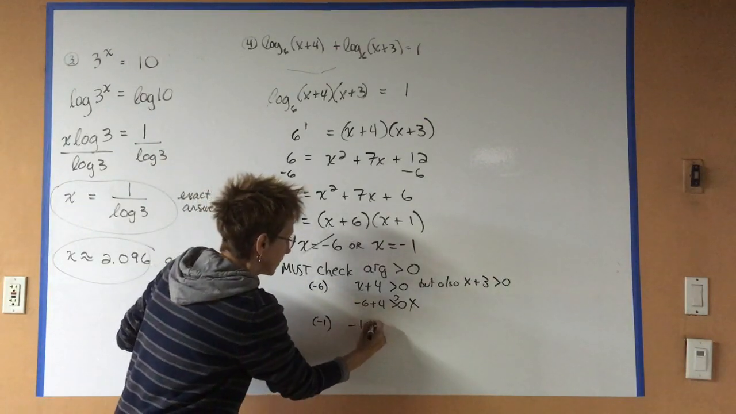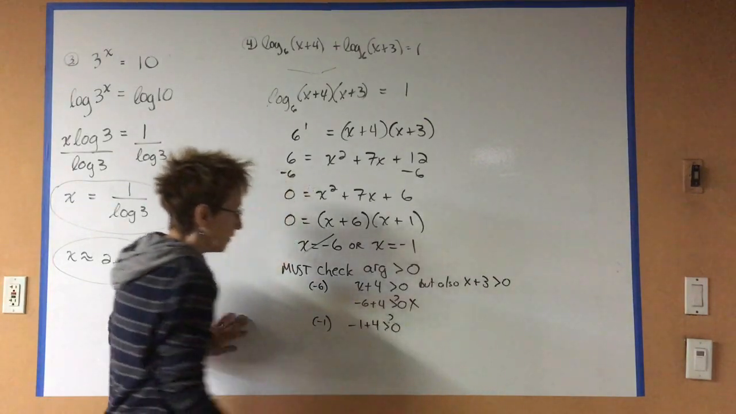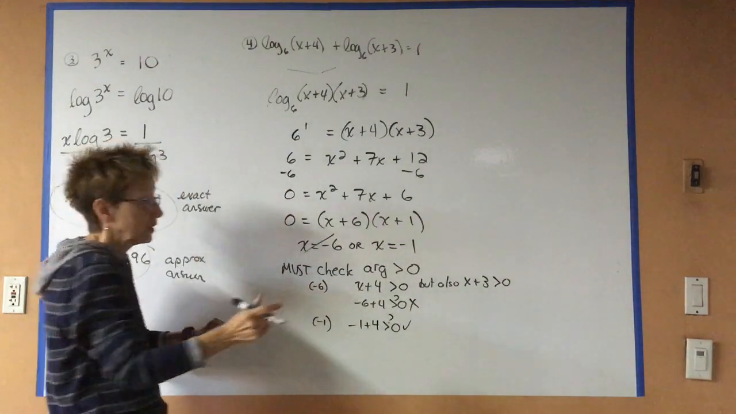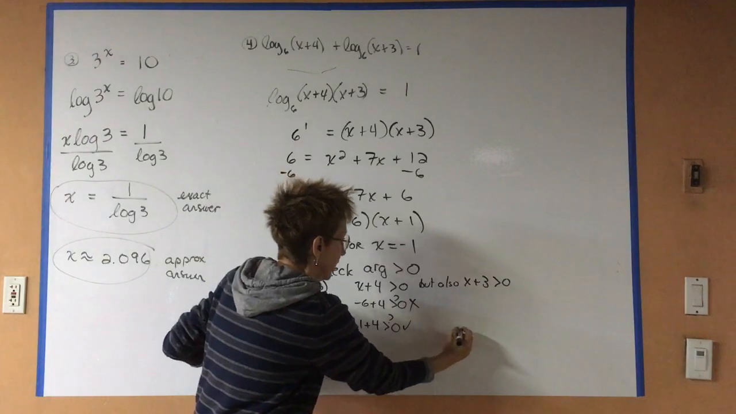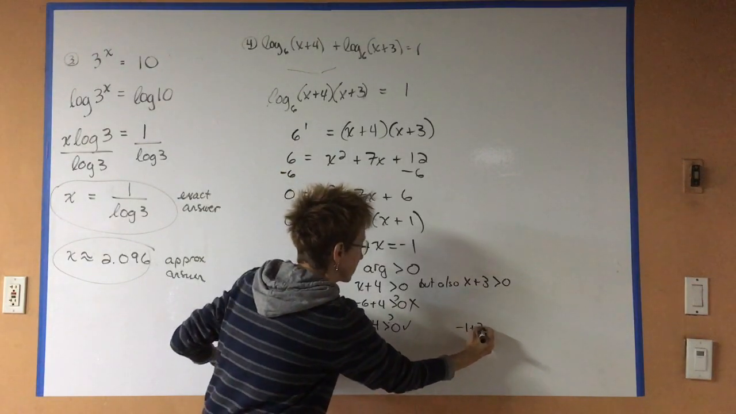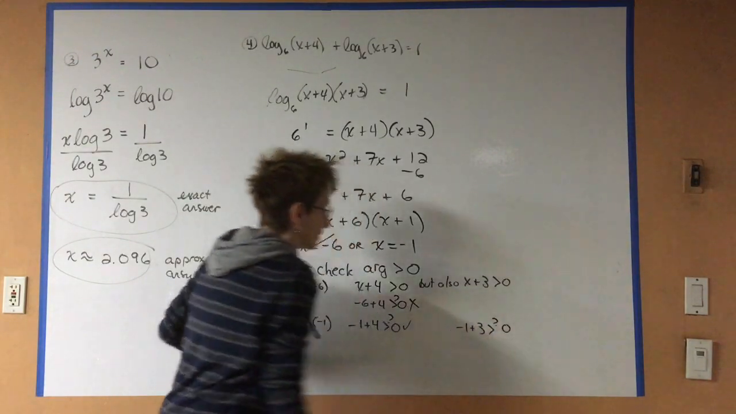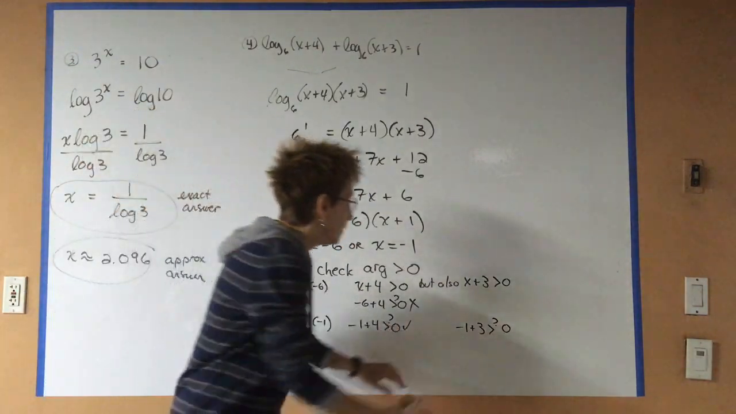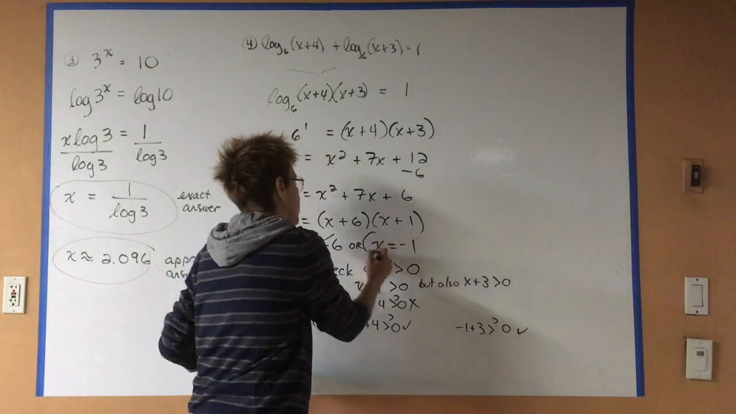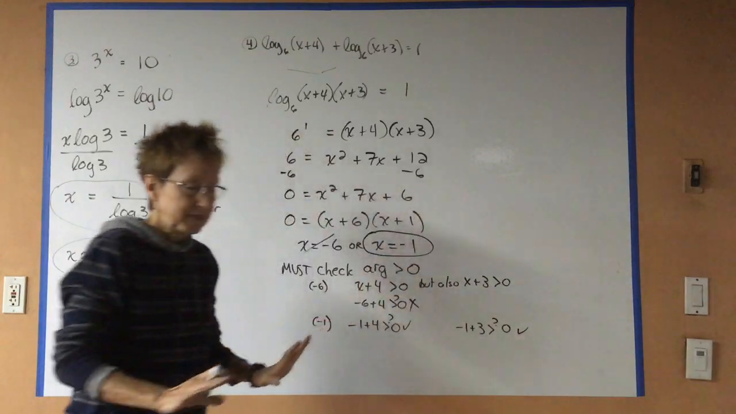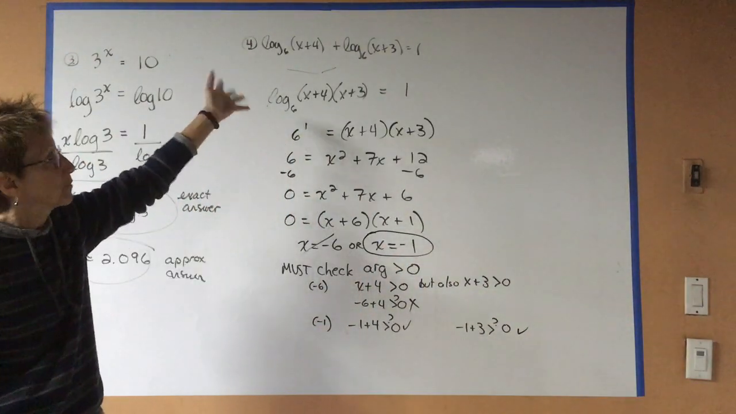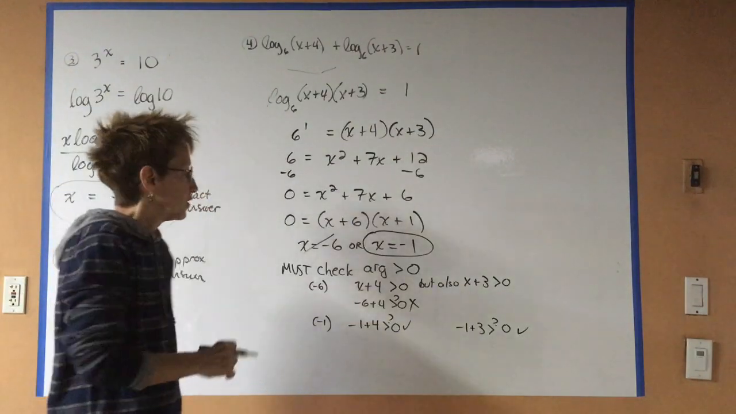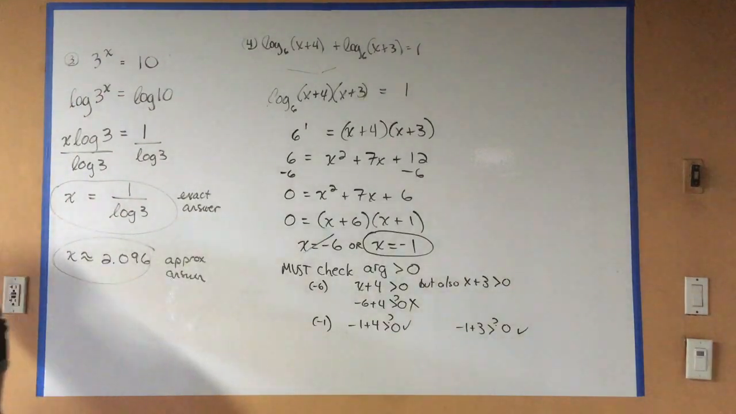So negative 1 plus 4 greater than 0. That one does work, okay? But you got to check the other one too, x plus 3, so negative 1 plus 3. Is that okay as well? Because it has to work in everything. You can't have logs of negatives anywhere. That one also works, so guess what? Even though it's negative, it works because when I put it in the expression, the argument is positive. It's greater than 0. So there's my only solution to that one, x equals negative 1.